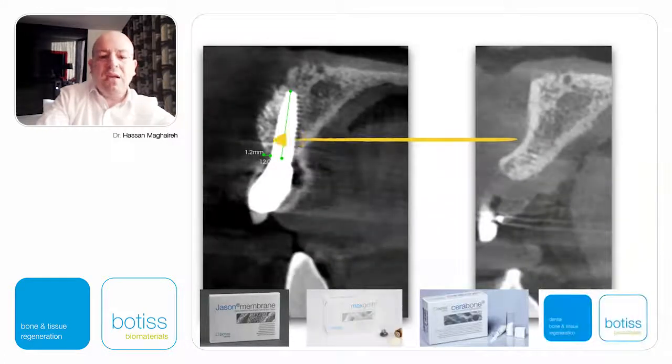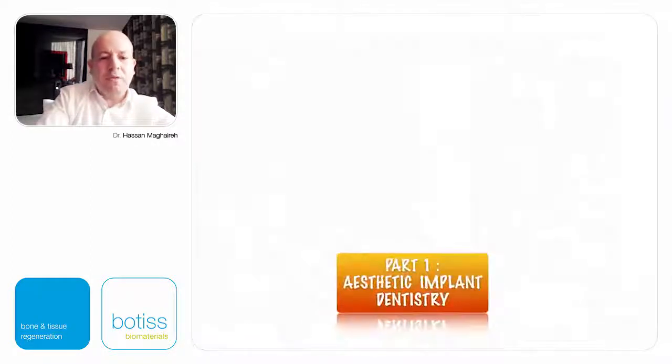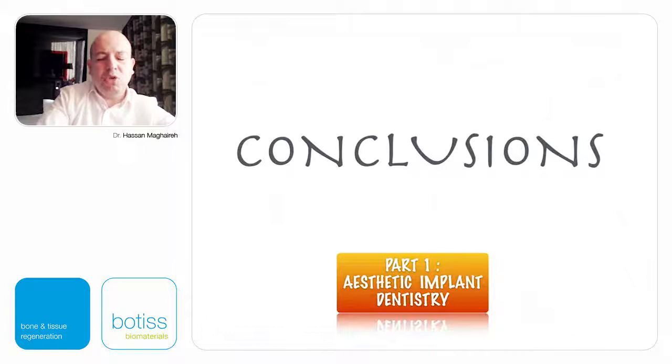Jason, in this case, maxgraft and cerabone, and all that brought to you by botiss. We've got the stability, which will give me good long-term results.